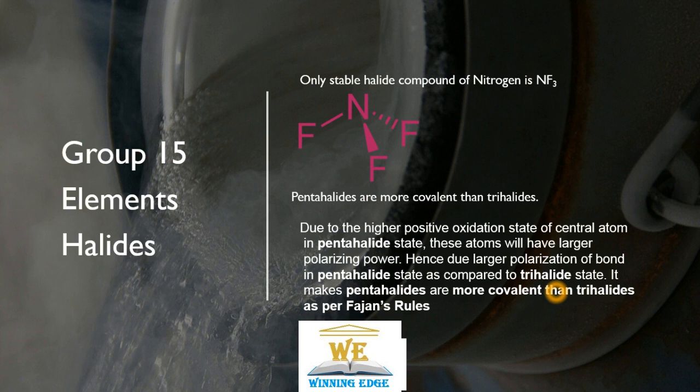If you remember Fajan's rule, the smaller the size of the cation and the larger the charge on the cation, the more covalent character the compound will have. The larger the size of the anion, the better the covalent character. For this reason, having a higher charge, it makes a covalent compound.